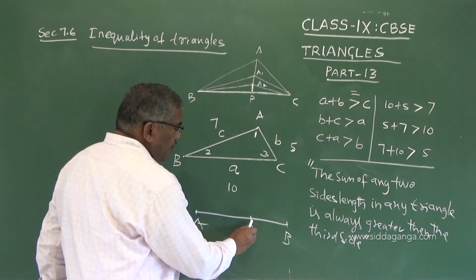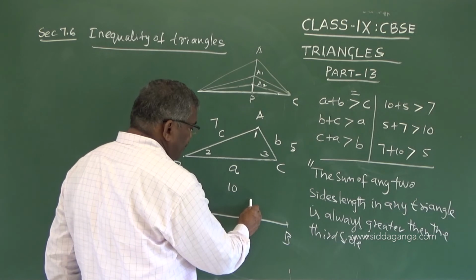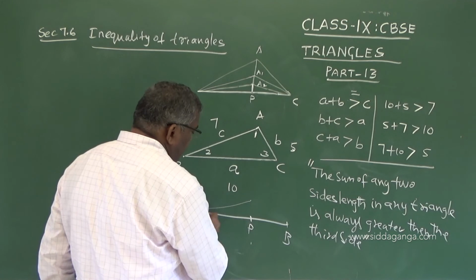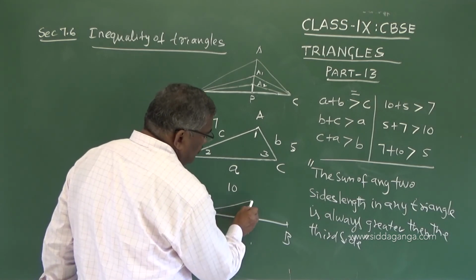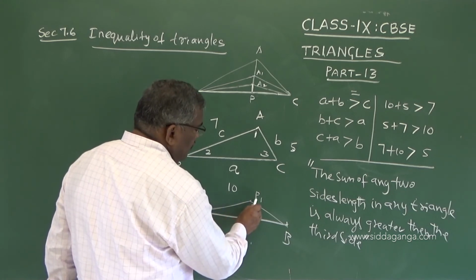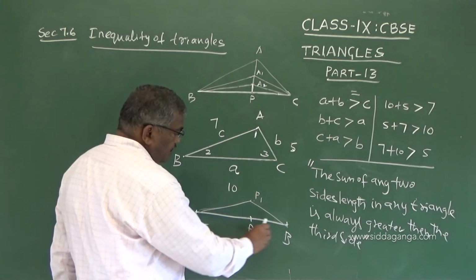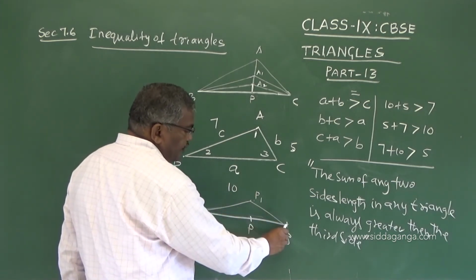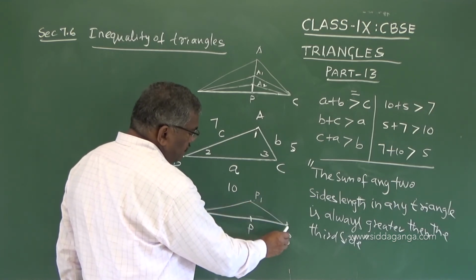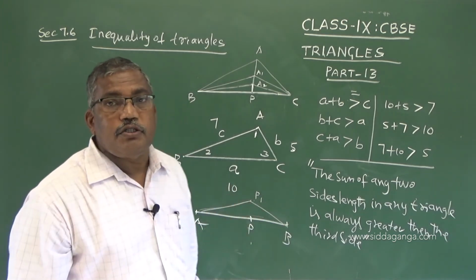If I take up P dash either to the top of this line AB or to the bottom of this line AB, then we will have these lines. So then this P1, AP1 plus P1B will definitely be greater than AB, because this is the shortest distance and this is roundabout. I hope you have understood this.